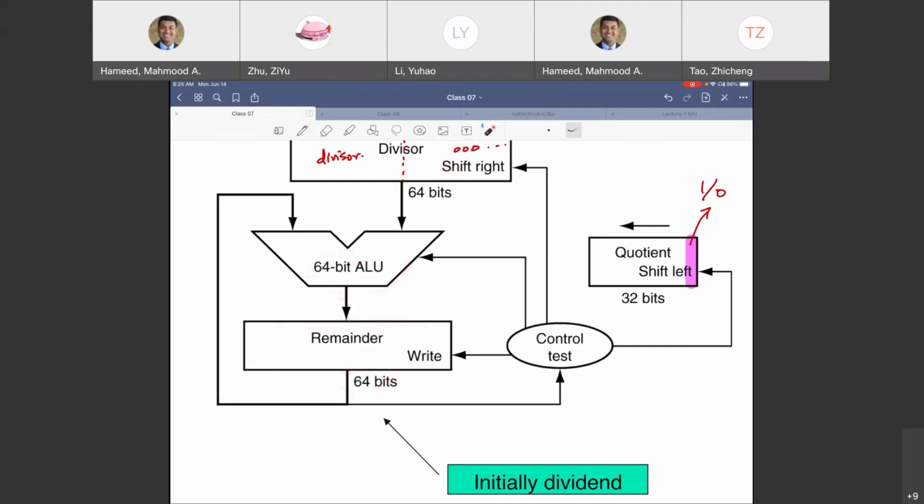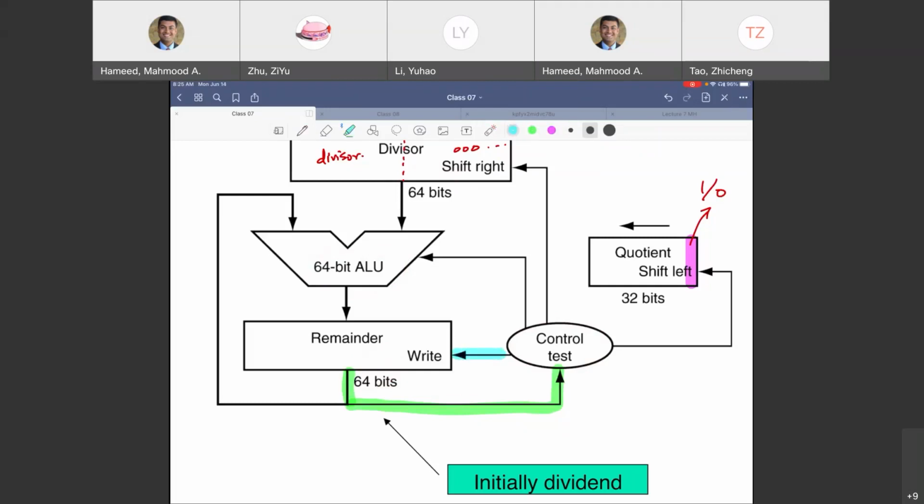So what is going to happen? This is your control block, control test. What is it looking at? The only thing that this is looking at is not the answer, but the sign of the remainder, right? So whatever resulted after that subtraction operation went into the remainder register. You are looking at the sign of that remainder register. Greater than or equal to 0, less than 0. Depending on that, it is going to send all these signals.